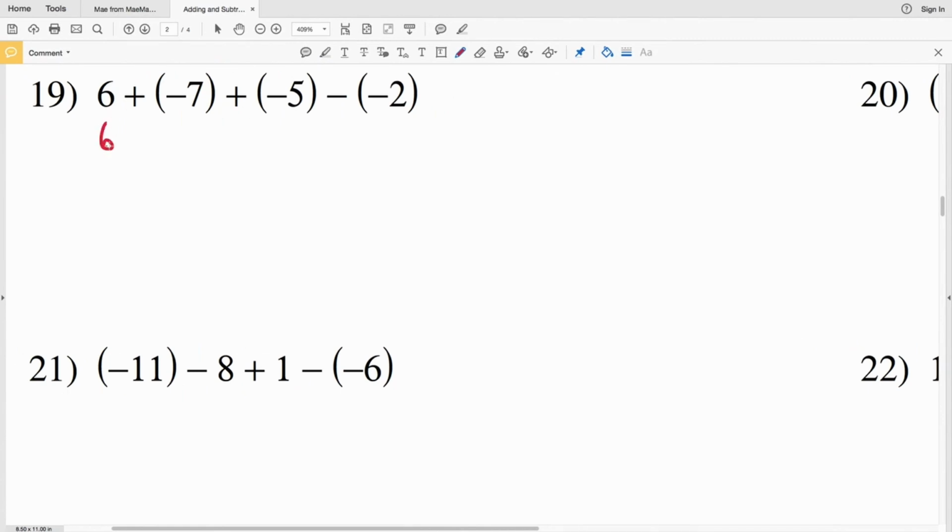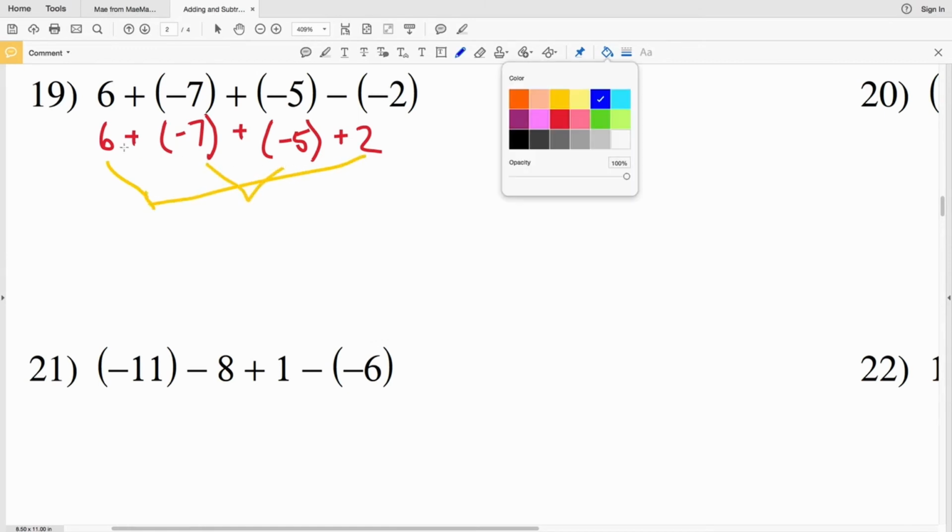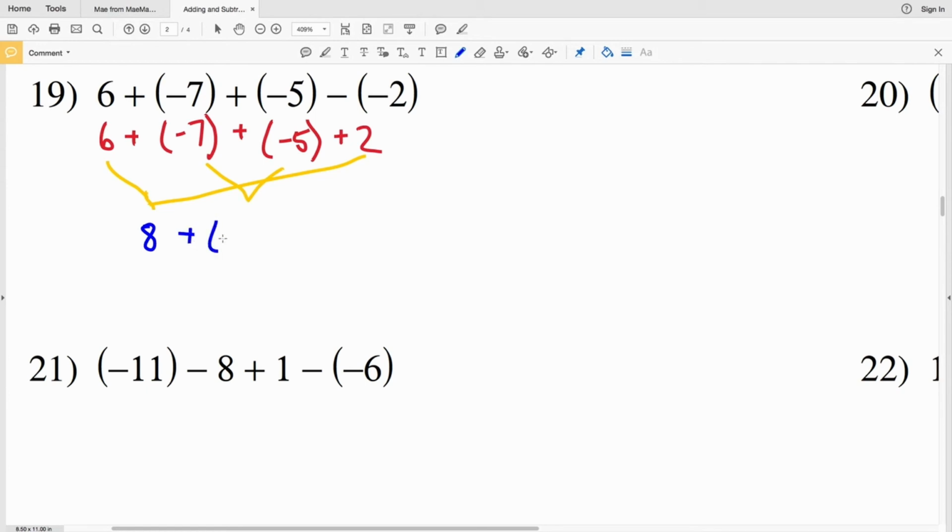19 I'm going to rewrite as 6 plus negative 7 plus negative 5 plus a positive 2, because subtracting a negative 2 is the same as adding a positive 2. Here I'm going to combine the positives together, and then I'm going to combine the negatives. So 6 plus 2 is going to leave me with 8, and negative 7 plus negative 5 is going to leave me with negative 12. 8 plus negative 12 is going to be negative 4.